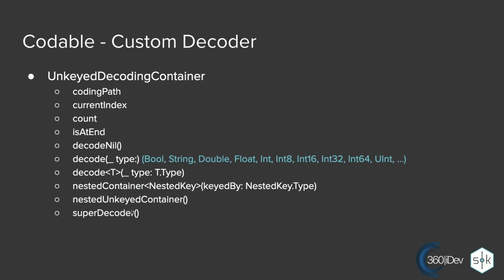So when we were stepping through our data at the beginning, we saw that we could have nested containers, or nested keyed containers, nested unkeyed containers. There's also one called super decoder, where if you're doing inheritance with your objects and you've maybe got your superclass information in a different place, it's just a way of letting you be a little bit flexible with how you deal with superclasses. I've never used it and I've never seen it used, but if you get in a weird spot, just know that it's there.